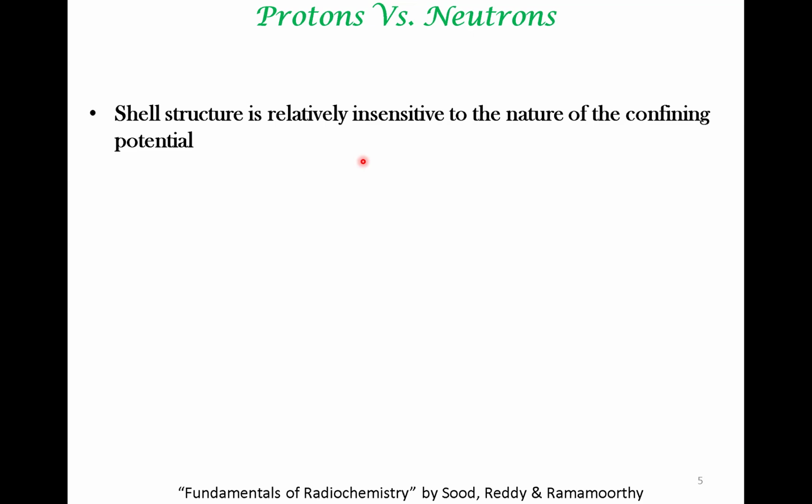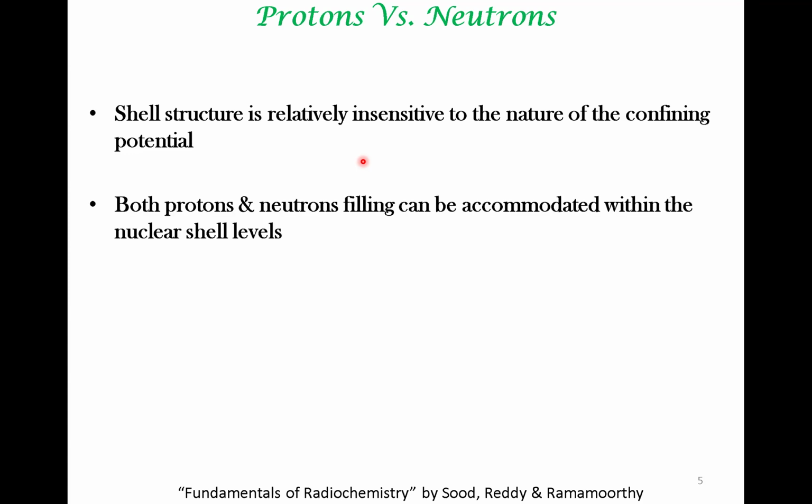You're lucky to have this insensitivity because the exact, detailed nature of the strong interactions is still not yet known. But despite that ignorance, with a reasonable confining potential, you are able to get the general features of energy levels within the nucleus. So once you have these energy levels, both protons and neutrons can be accommodated within the ladder of energy levels available to you.